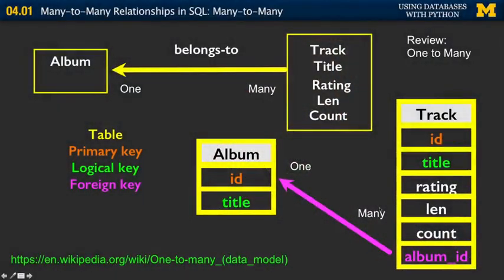So we've learned about foreign keys, we've learned about join, we've learned about how to normalize data to remove duplicates, but there's still one more basic data modeling thing that we have to learn about, and that is many-to-many relationships. Everything we've done so far is what we call one-to-many, and that is an album has many tracks.